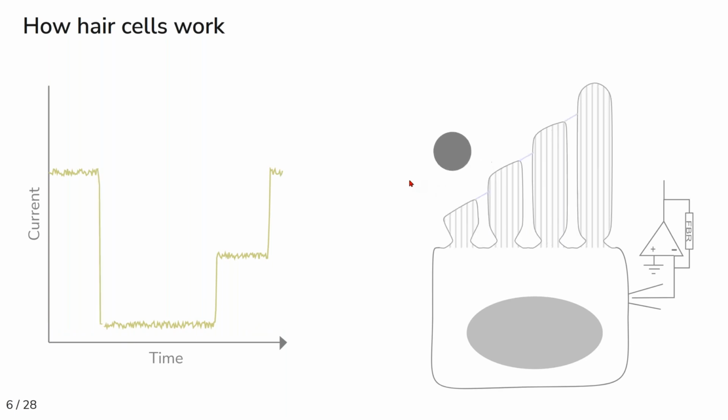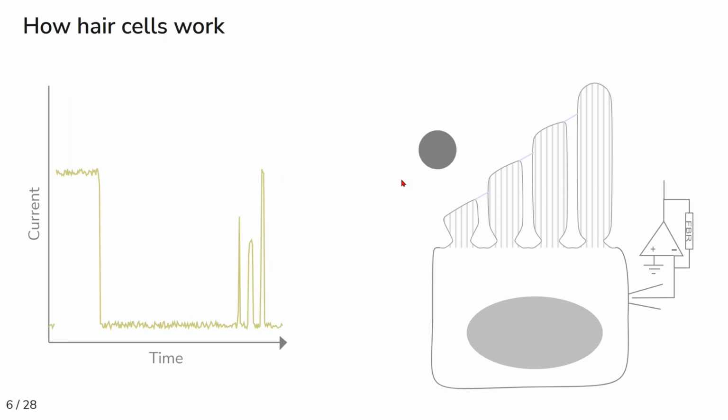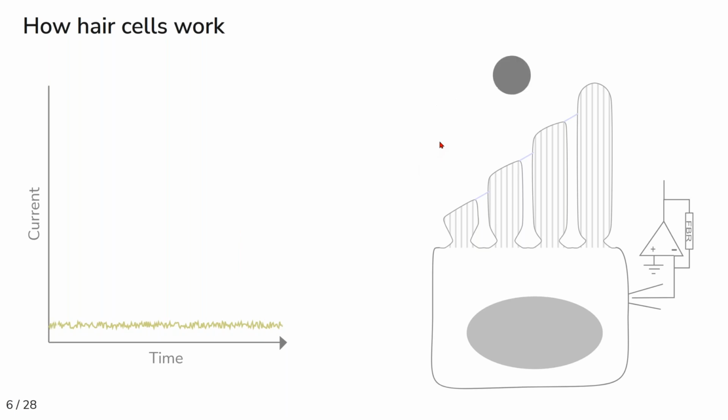And furthermore, this change in the current is very, very responsive to the change in the mechanical state of the bundle. So if I repeatedly push the bundle, you could see I get current spikes that very faithfully represent the mechanical stimulus. And that is really the main function of hair cells, to very precisely convert mechanical stimuli into an electrical signal.